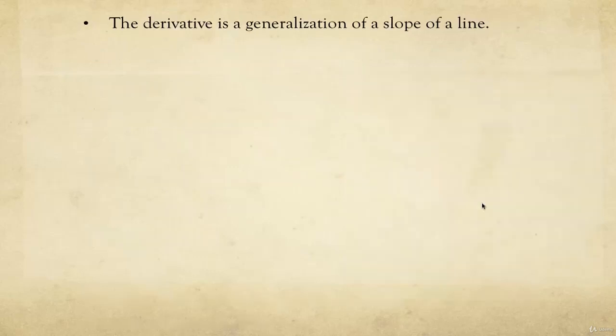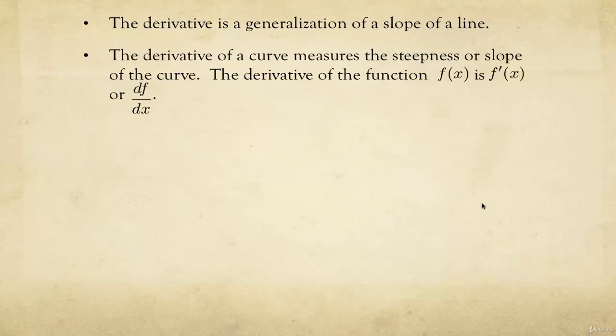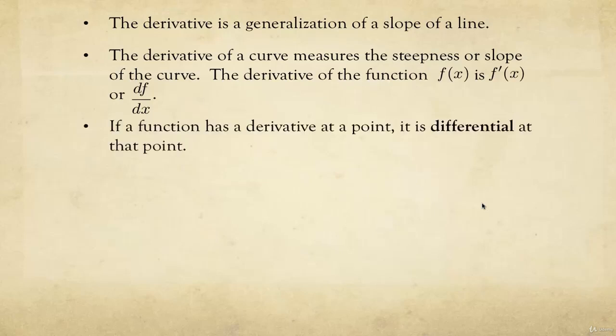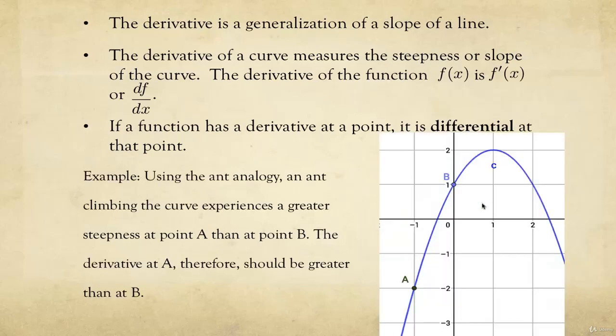The derivative is a way to generalize the slope of a line. In fact, the derivative of a curve is a measure of the steepness or the slope of the curve, and we'll denote the derivative function by f prime of x, or sometimes df dx. So let's look at this picture of this. If you have a function that has a derivative, then it is called differentiable at that point. But we don't really need that, really.